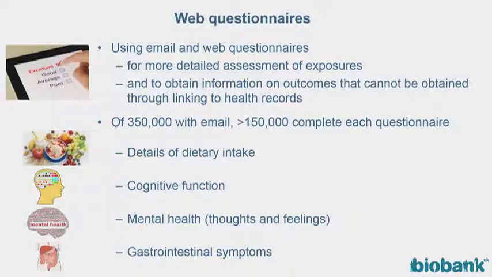So turning to the two principal methods of follow-up used by the UK Biobank, firstly, with respect to web questionnaires, these have been focused on ascertaining more detailed assessment of exposures, or to obtain information on outcomes that wouldn't be available through linking to health records. And because 2/3 of our participants have an email address and therefore can be rapidly contacted, over the course of a few weeks for each of these sets of questionnaires, we can obtain responses from about 150,000 individuals who will rapidly complete and return to us each questionnaire.